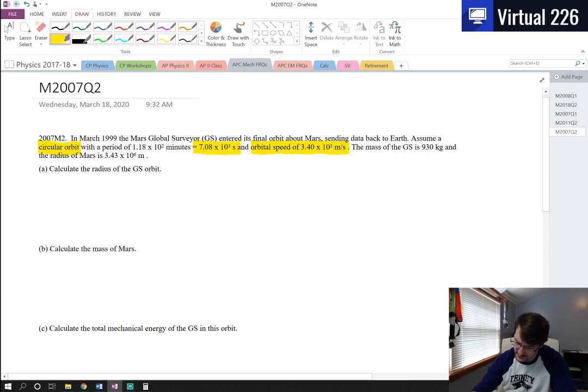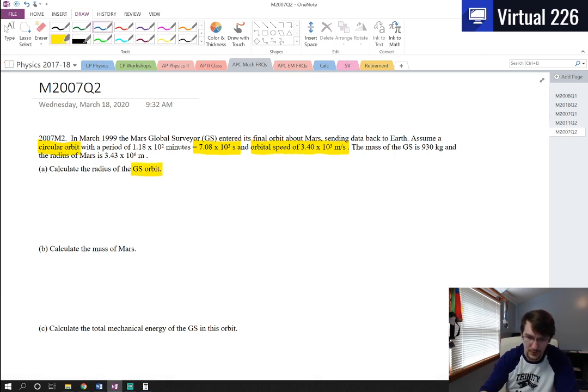We know the mass of the Surveyor is 930 kilograms. Probably won't matter in the end. For most of these kinds of orbital problems, the mass of your satellite, your orbiting object, never matters. And the radius of Mars is 3.4 times 10 to the 6th meters. What we'd like to do for part A is calculate the radius of the Surveyor's orbit.